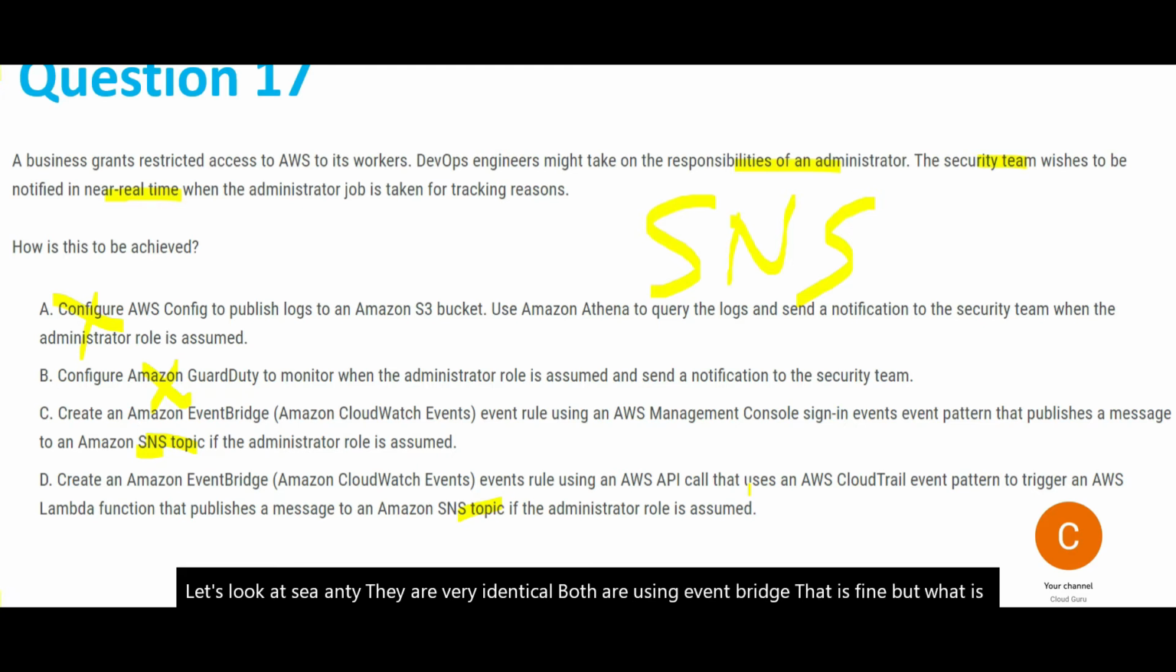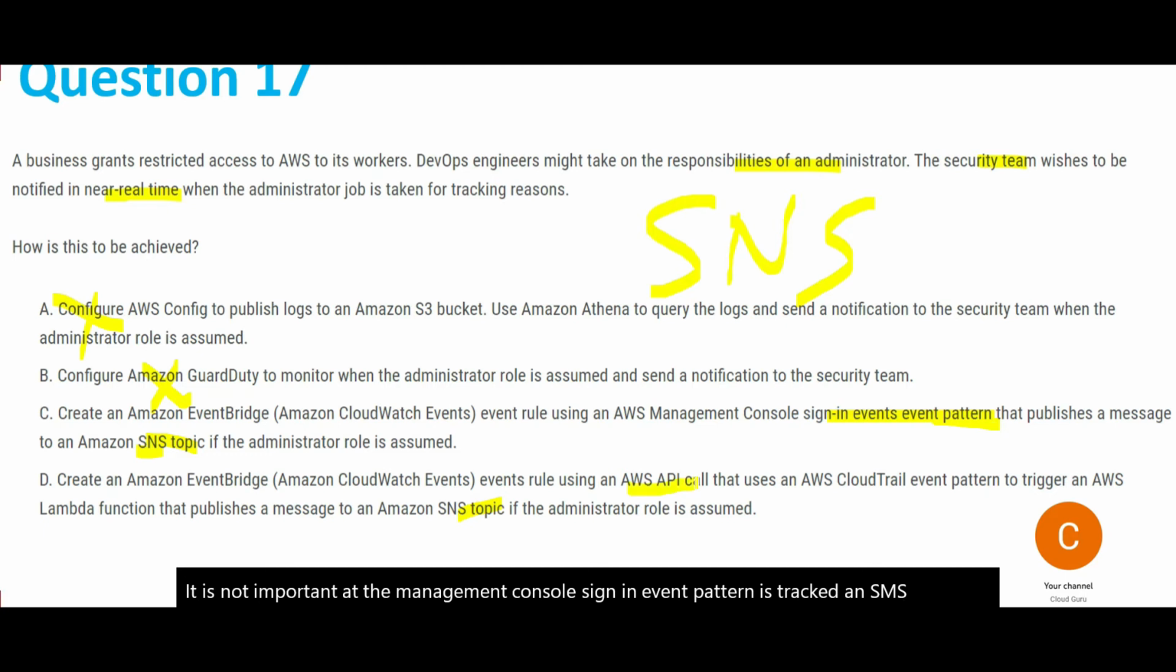The difference is that C is using the management console sign-in event pattern as a trigger to publish a message. What happens in real life is, when an administrator is working, and suppose you are a DevOps engineer and you become an administrator, there is no need to definitely go to the management console. You can do it through AWS API calls. You can fire some scripts through API calls. So it is not important that the management console sign-in event pattern is tracked and SNS messages are sent. No, you can do it through AWS API calls.